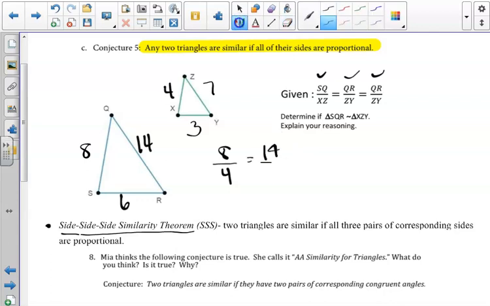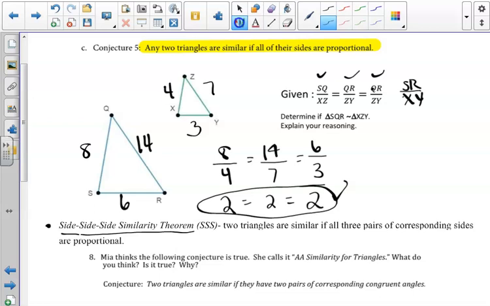So I'm just going to say that side's 14 to 7, and QR over, I'm sorry, that should be SR over XY. We're missing SR over XY because we have to find the ratios of all three sides. So SR over XY. So let's simplify those. We get 2, 2, and 2. If we get the same ratio or scale factor among two triangles, if we only know the sides, then we can conclude the triangles are similar.